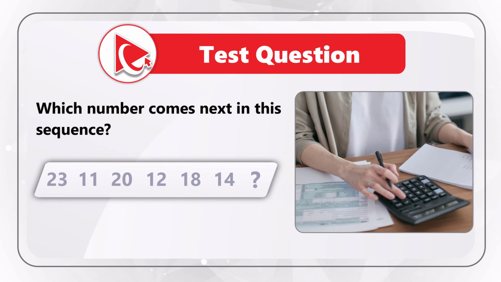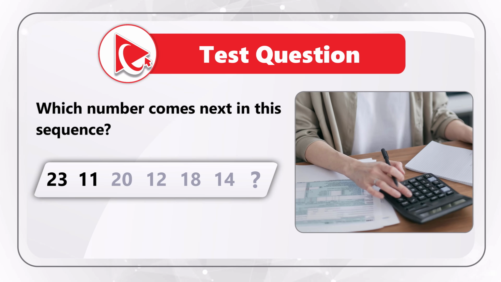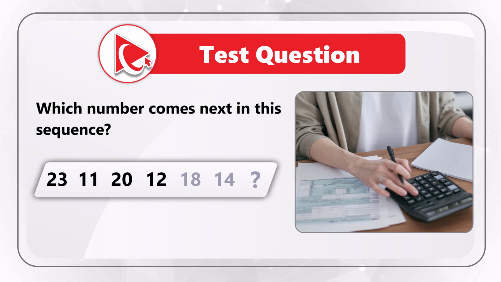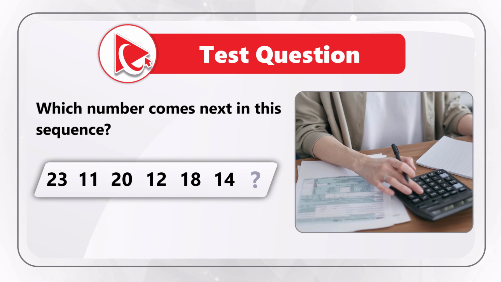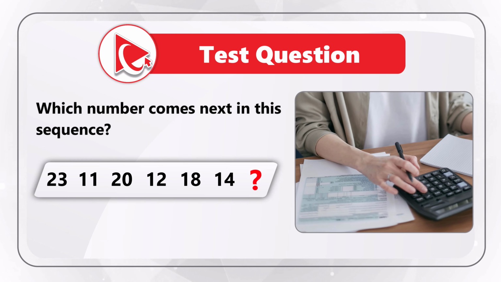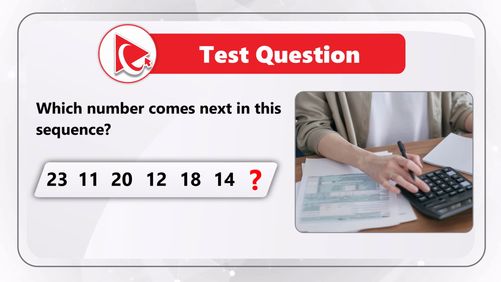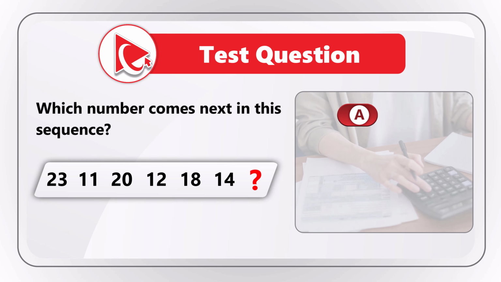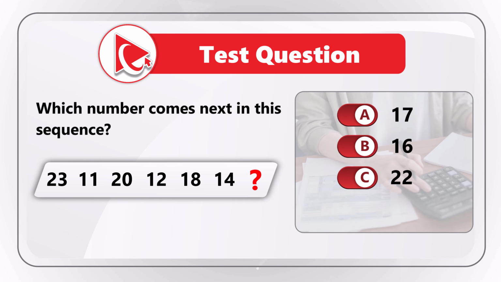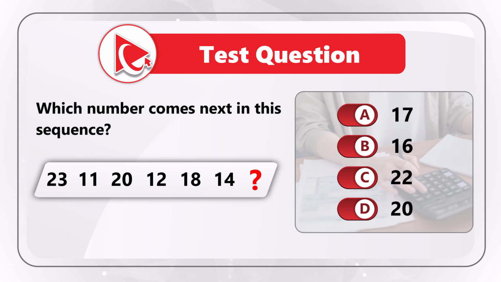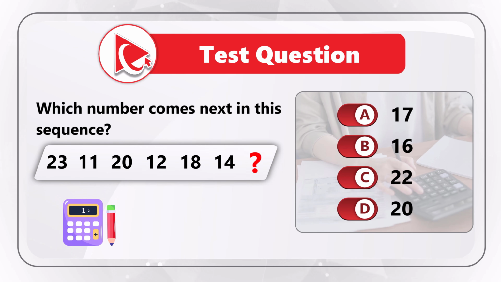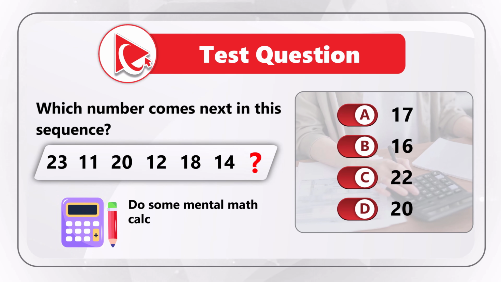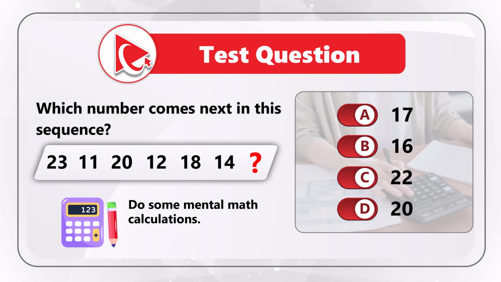The sequence is 23, 11, 20, 12, 18, 14, and then comes the missing number, which you need to select out of 4 possible choices. Choice A, 17. Choice B, 16, choice C, 22, and last but not least, choice D, 20. Take a close look, maybe do mental math calculations to see if you can come up with the answer. Seems unsolvable, isn't it?